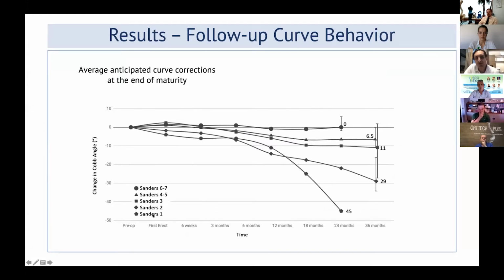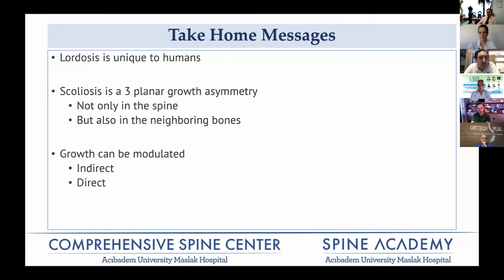So the one patient that was Sanders 1 that grew more than 20 centimeters had actually more than 45 degrees of correction, while different Sanders groups, as they grow less and less, had different magnitudes of curve correction in the coronal and also in the 3 other planes.